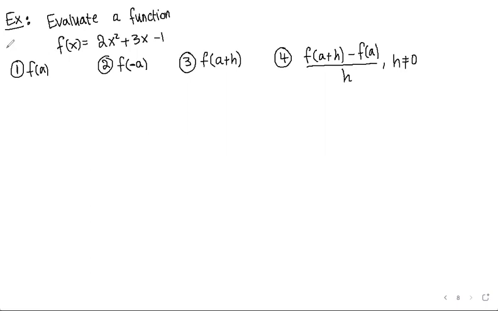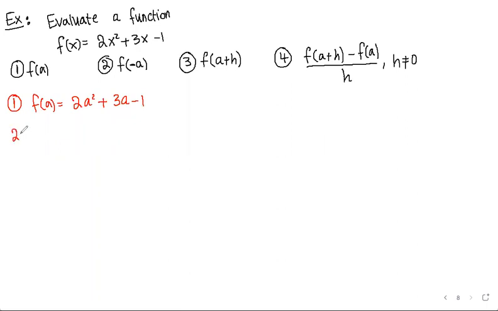I will do the first one, just plugging into this equation. Who will do the first one? f of a. It's 2a squared plus 3a minus 1. We plug the a into this equation, so I get 2a squared plus 3a minus 1.